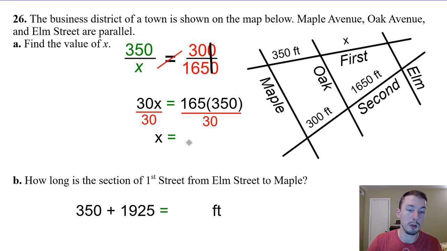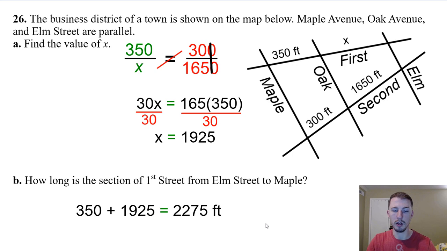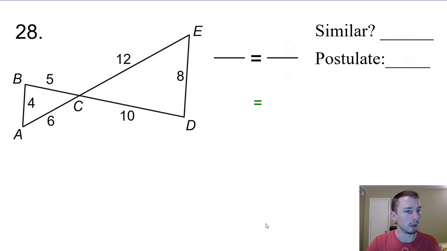All right, so anyway, when you put that in the calculator, you'll get 1925. So the length of First Street here is 1925. And then if we want to know how long is First Street between Elm and Maple, that's the whole thing. So we got to add the 350 to it, which will leave us with 2,275.